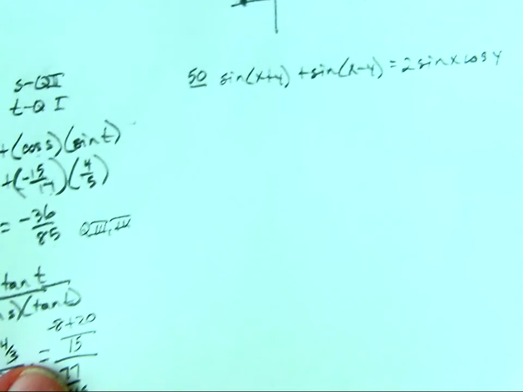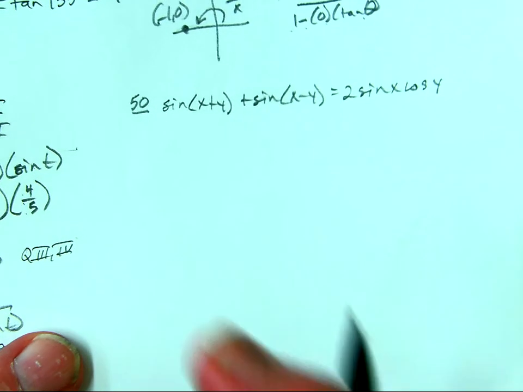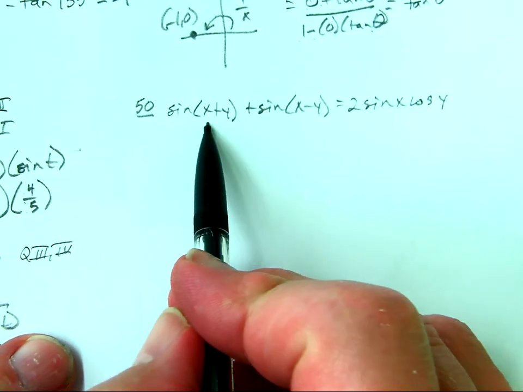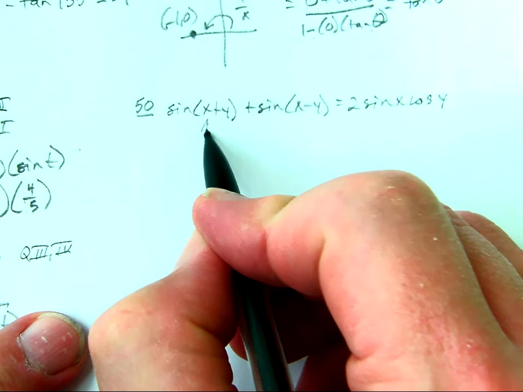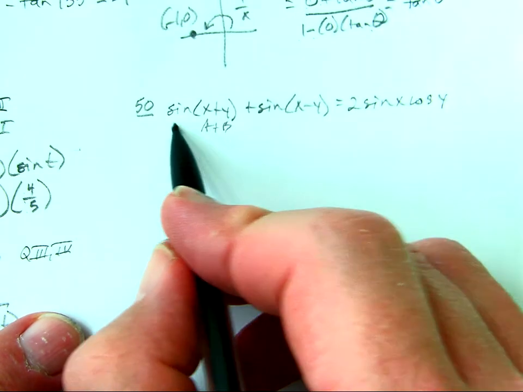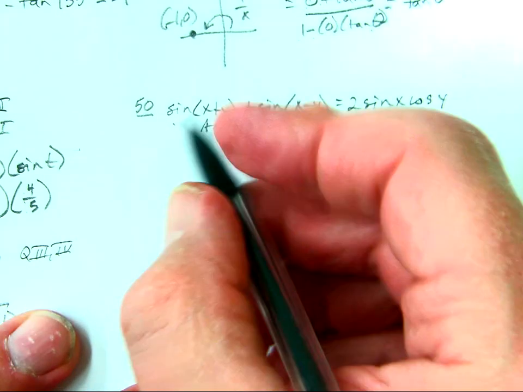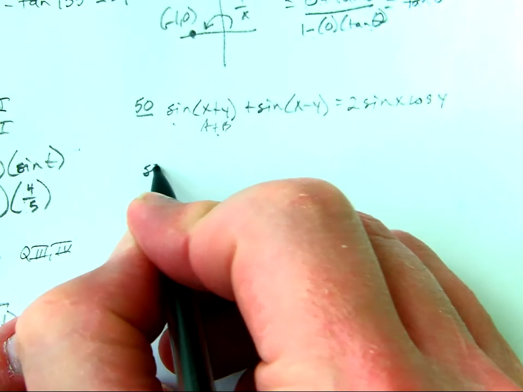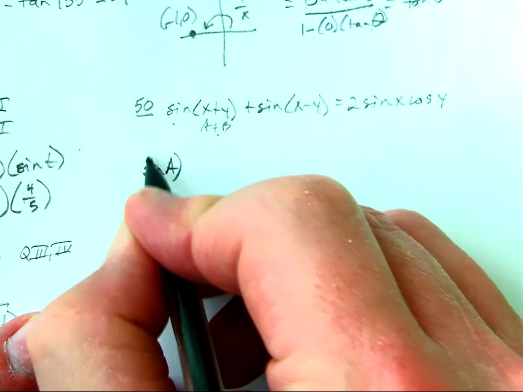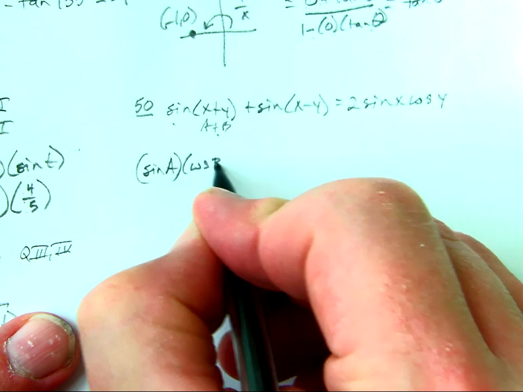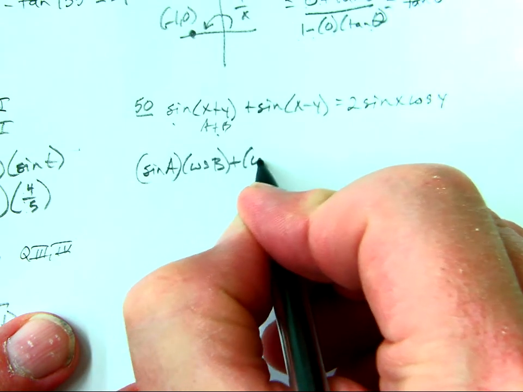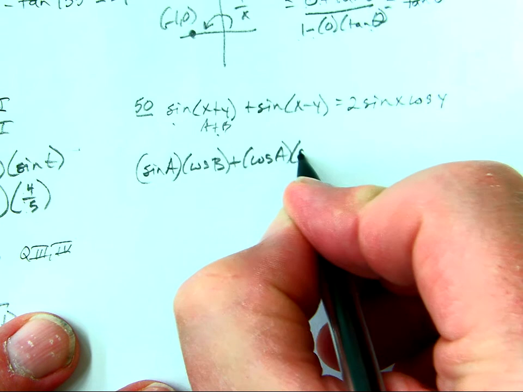Now the other one that was asked was on number 50. Now here, I see these parentheses here, and I'm thinking right away a plus b. So that's the sine of a plus b. Well, we have an identity for that. So that'd be the sine of a times the cosine of b plus the cosine of a times the sine of b.